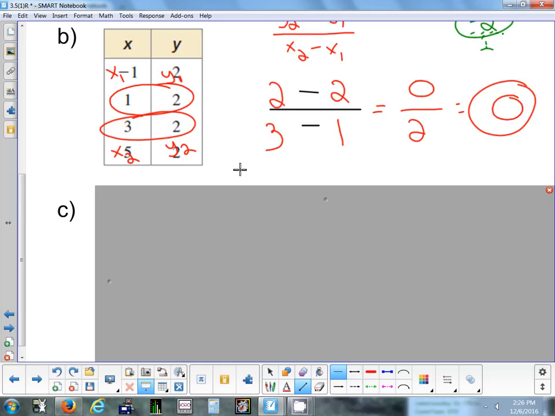Side question? All right, can I look at it after?